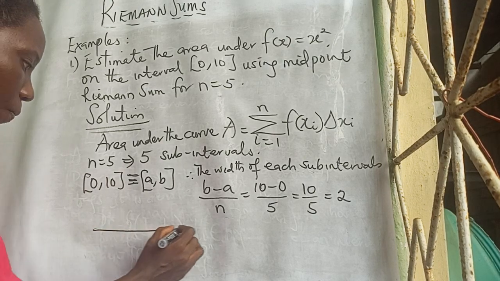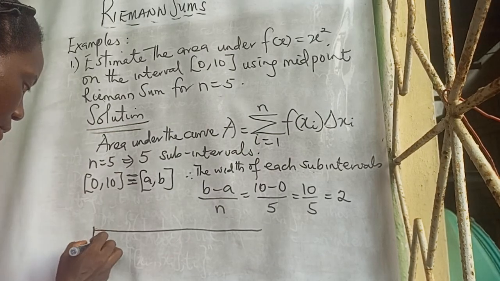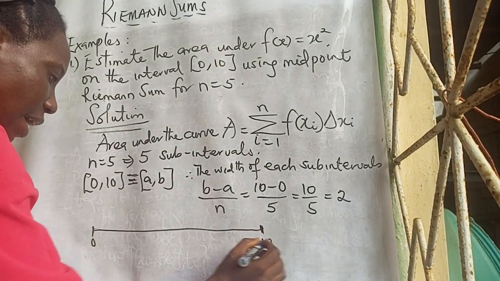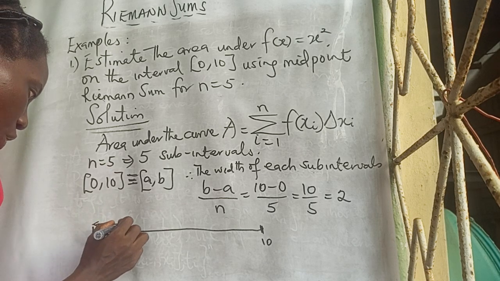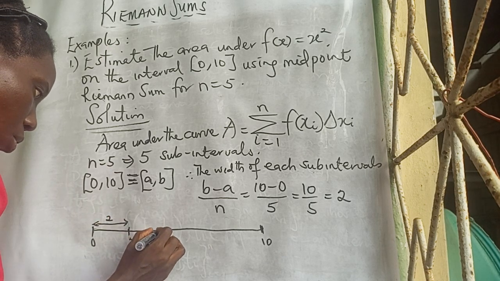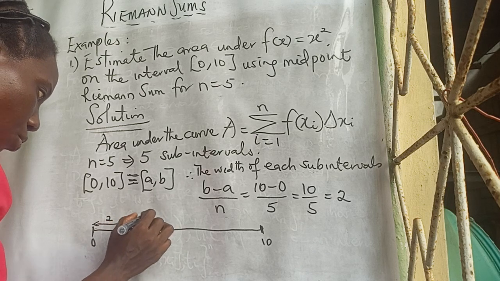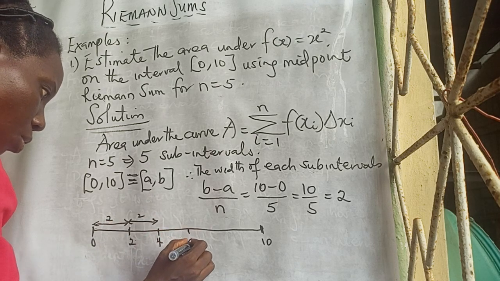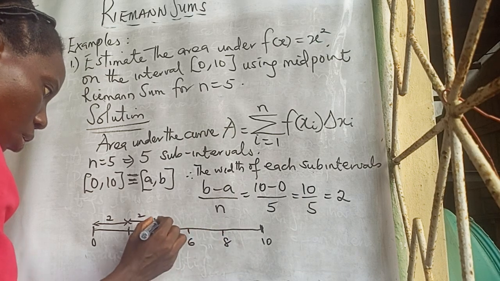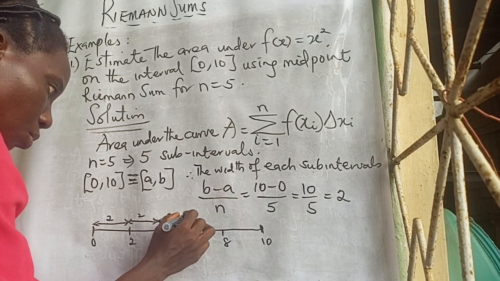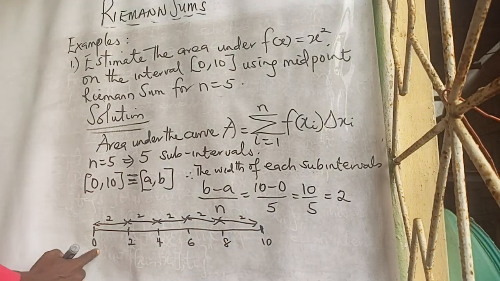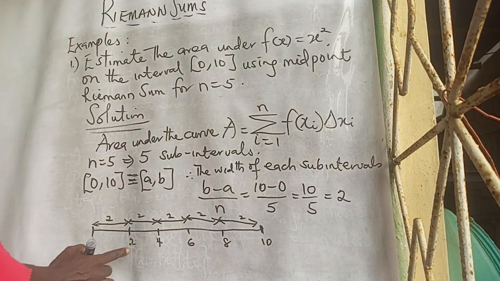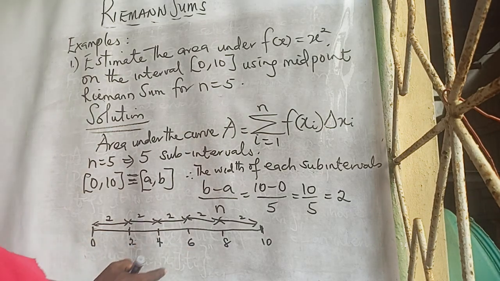Let's look at it. Interval 0 to 10 with equal subintervals having a width of 2, 2, 2, 2, and then 2. So those are our subintervals: 0 to 2, 2 to 4, 4 to 6, 6 to 8, and 8 to 10.